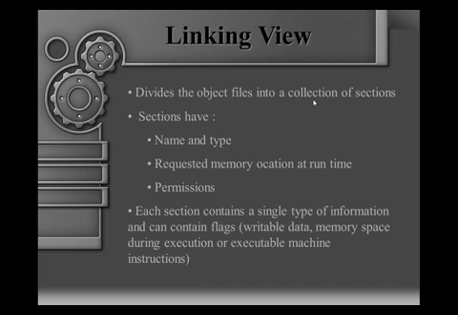Then next is your linking view, in detail: what is linking view and what is execution view. Linking view divides the object file into a collection of sections, that is, into multiple parts. Sections have their names, their types, their memory allocation or memory location, and permissions. So this is the section that is used in memory allocation, that divides the object file into multiple parts.